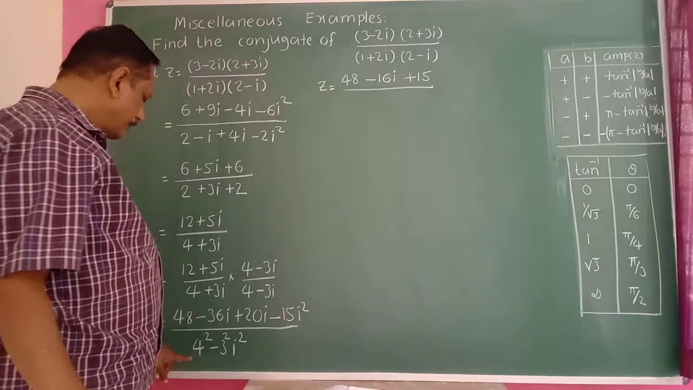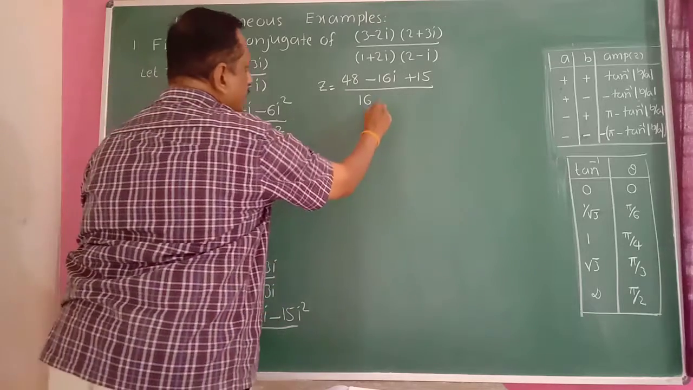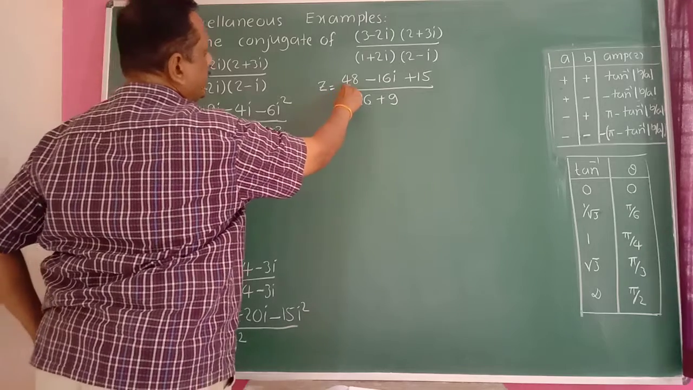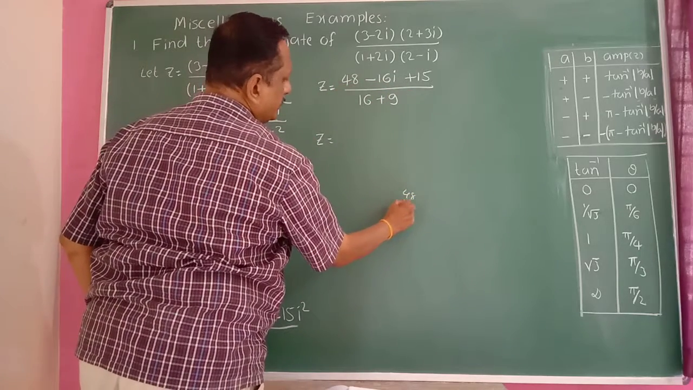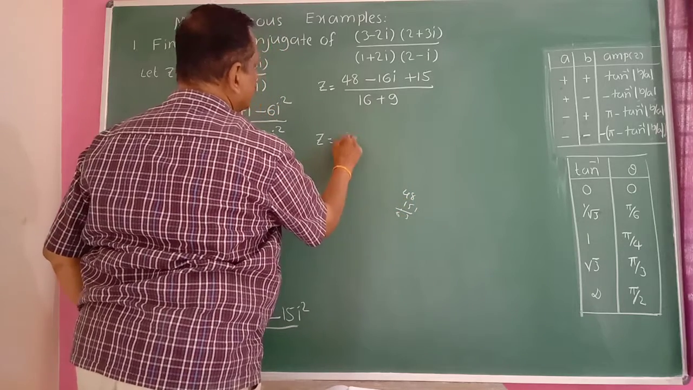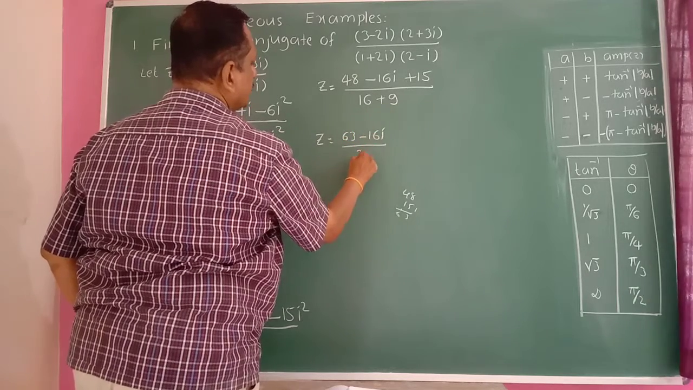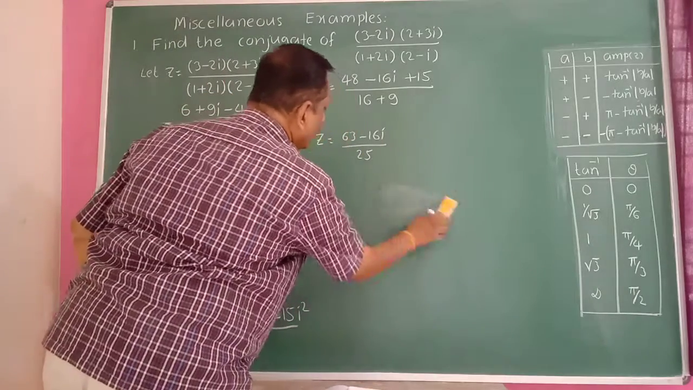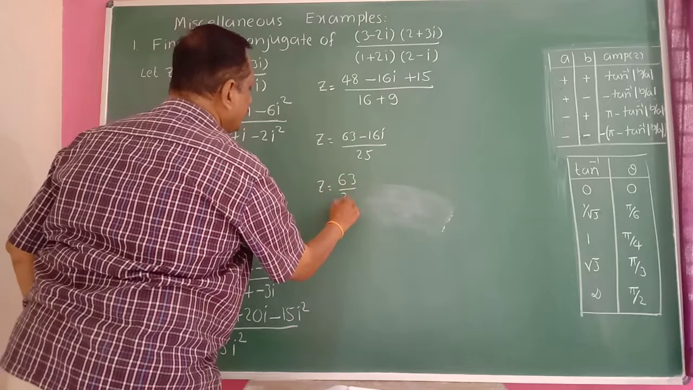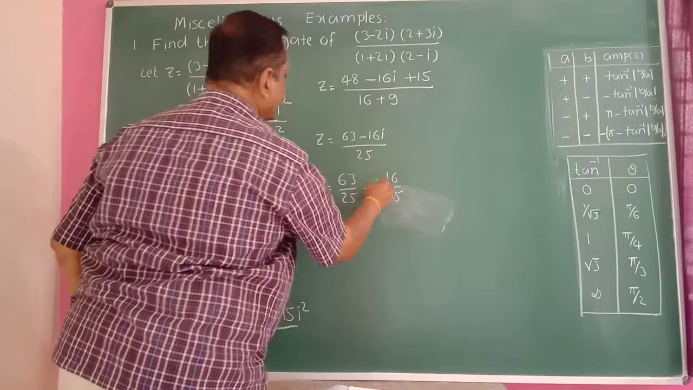15 divided by 4 square is 16 here. And i square is minus 1. Minus into minus plus here. Plus 3 square is 9. Therefore, z is equal to 48 plus 15 here, 63. So 63 minus of 16i, 16 plus 9 becomes 25. Therefore, z is equal to, you can write here 63 by 25 minus i into 16 divided by 25.